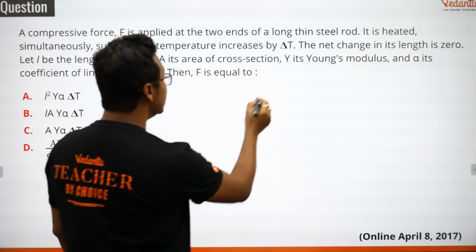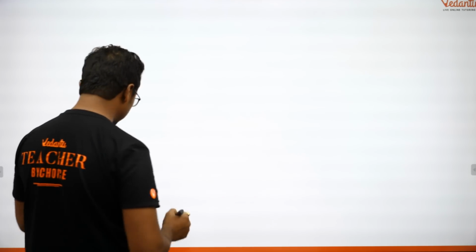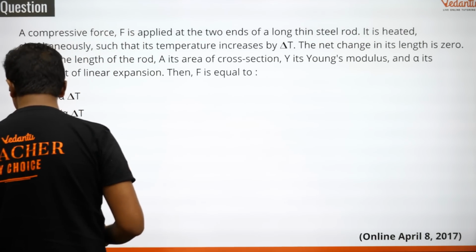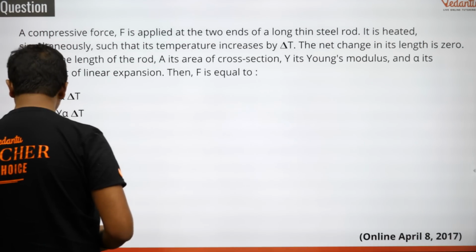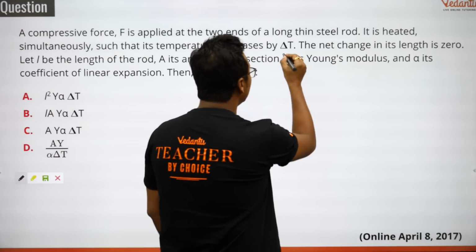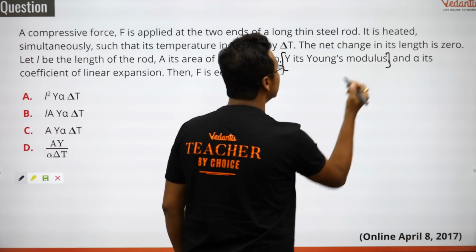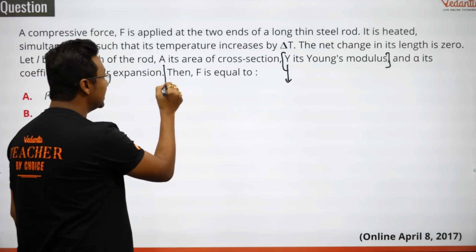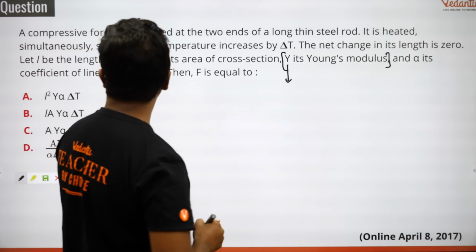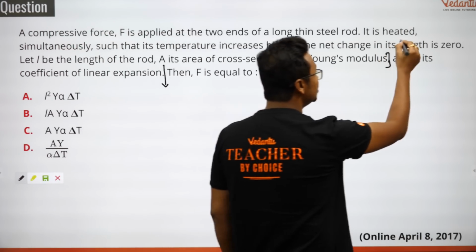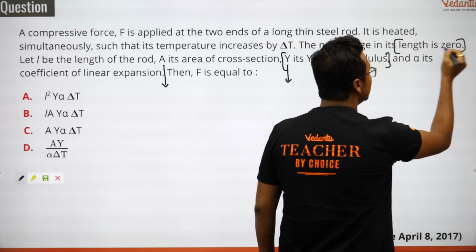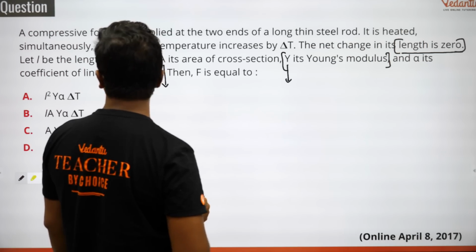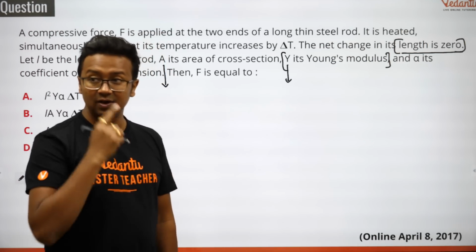They have given to us its Young's modulus, that is defined to us. It's Y. They have given to us its area, and they have mentioned that the change in length is 0. There is no change in length. Let L be the length of the rod. That is also specified to us.